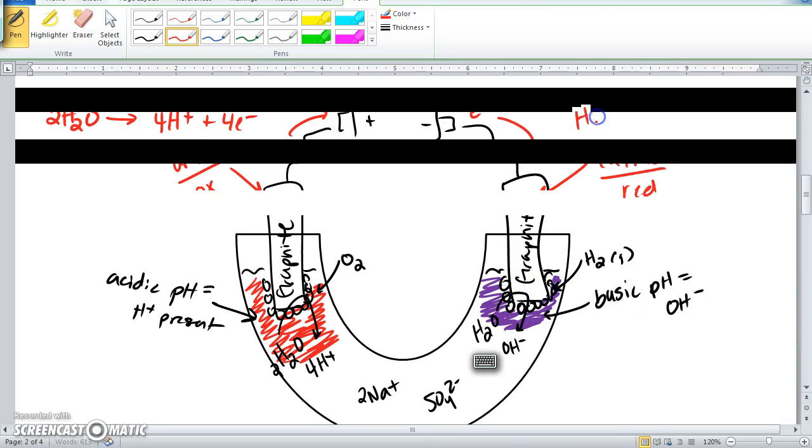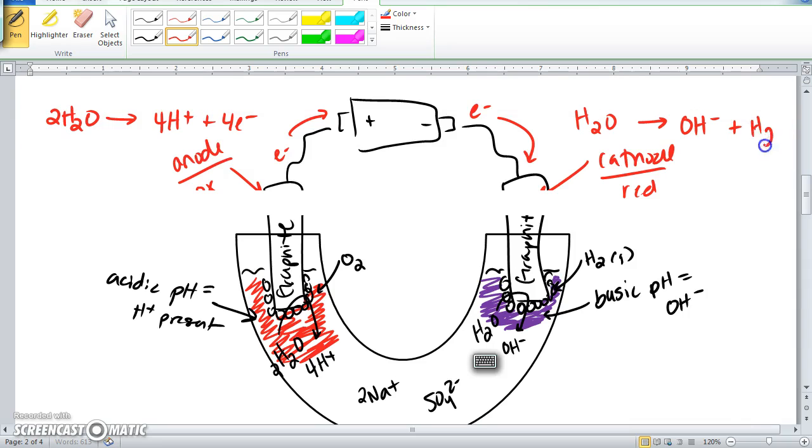Here, our waters are going to make OH minus and H2 gas. So now we have to go ahead and balance. So we put a 2 here and a 2 here, so our O's are all balanced. The charge is minus 2, so I put 2 electrons into this one here. Because this one kicks out 4 and this one kicks out 2, I'm going to have to multiply this one by 2 when I do my overall cell reaction.